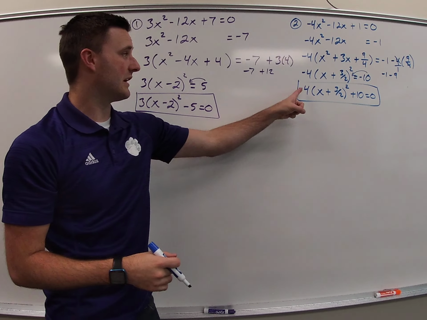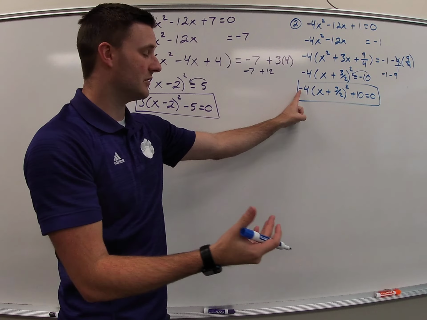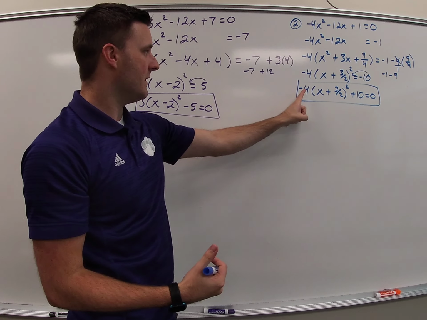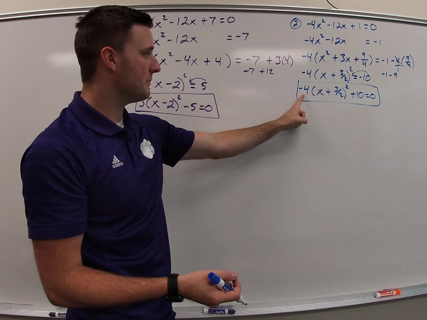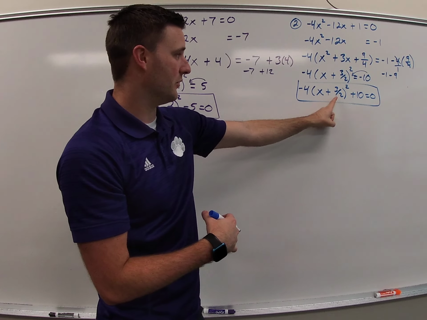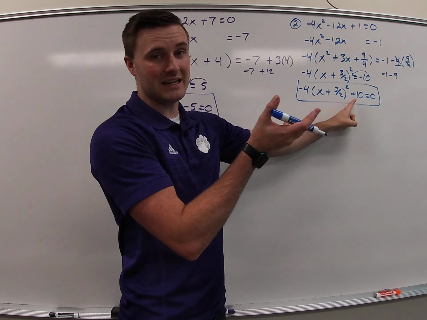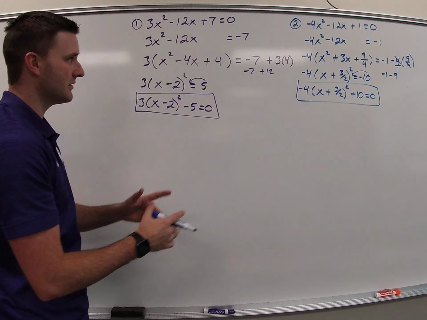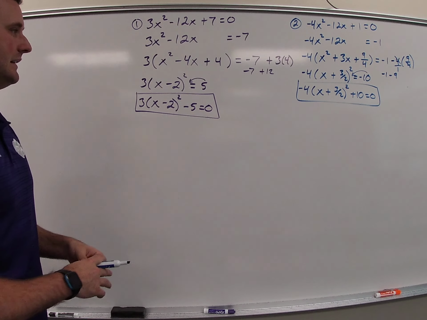So we see, hey, we're going to have a reflection over the x-axis, so it's going to open down. It's going to be an N shape. We have a vertical stretch by a factor of 4. We're actually going to go left 1.5, 3 over 2, and we're going to go up 10. And so we can see things from here that we can't see in standard form.